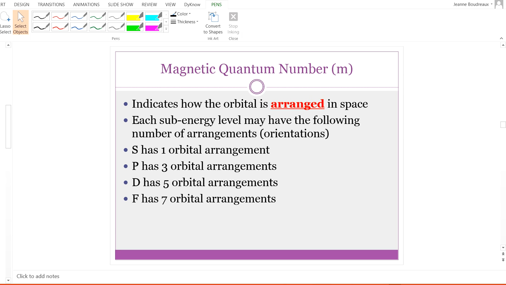The next quantum number is the magnetic quantum number. The magnetic quantum number shows our orbital arrangement, how it's arranged in that space. Each sub-energy level may have the following number of arrangements. Again, S has 1 orbital arrangement, P has 3 orbital arrangements, D has 5 orbital arrangements, and F has 7 orbital arrangements.